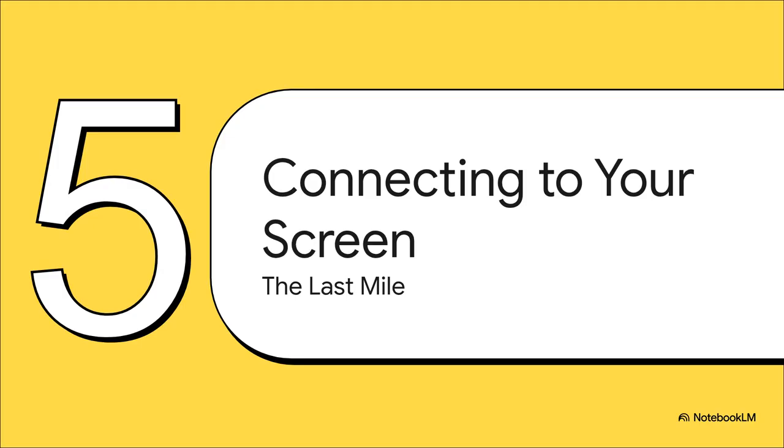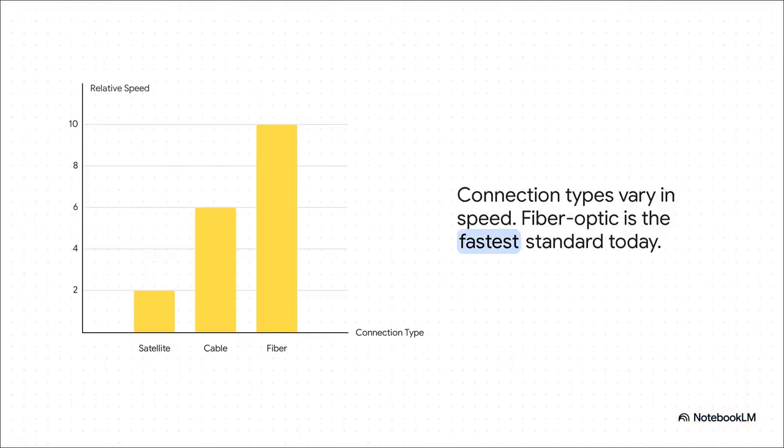Okay, our packets made it. They reached the destination server, which then sends back the website's data, also broken into packets. Now comes what's called the last mile, that final edge of the journey back to your device. And this is what really determines the speed you actually feel. The physical tech your ISP uses makes a massive difference here. Satellite internet is great for reaching remote places, but it's usually the slowest. Cable is a big step up, offering much faster speeds. But the real gold standard today is fiber optic. It literally transmits data as pulses of light, giving you the fastest, most reliable speeds you can get.